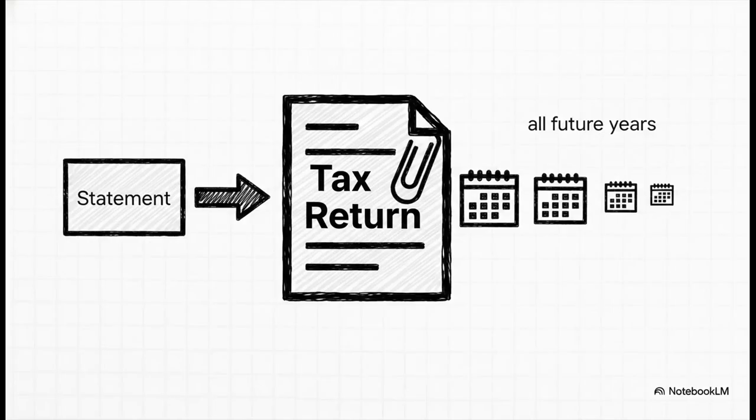So let's be really clear on this. This is an affirmative action. You can't just forget to claim it. You have to physically attach a statement to your tax return for that first year of revocation. And you have to explicitly tell the IRS, I am revoking the Section 911 election. Once you do that, your choice is effective for that year and all future years.